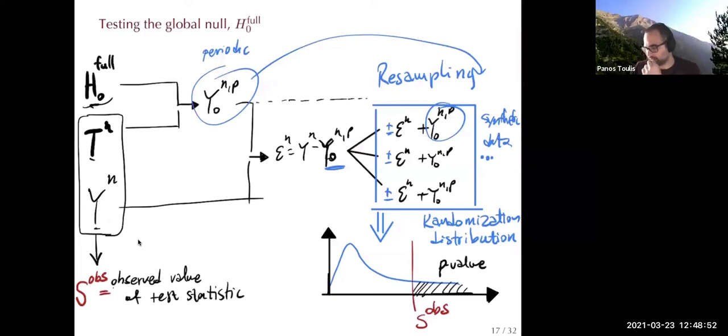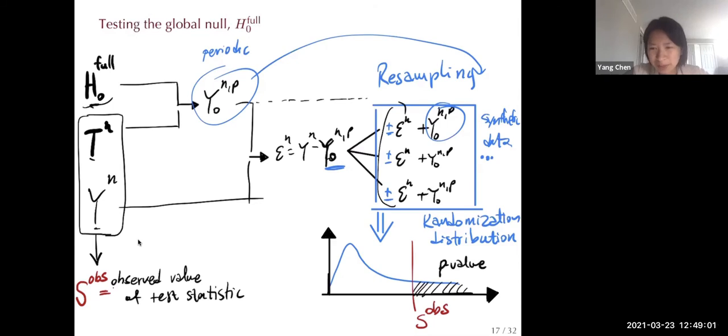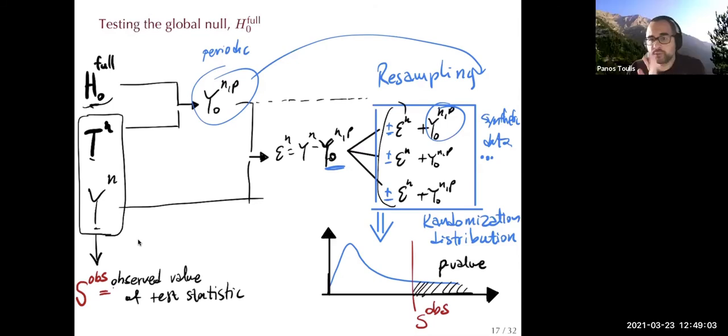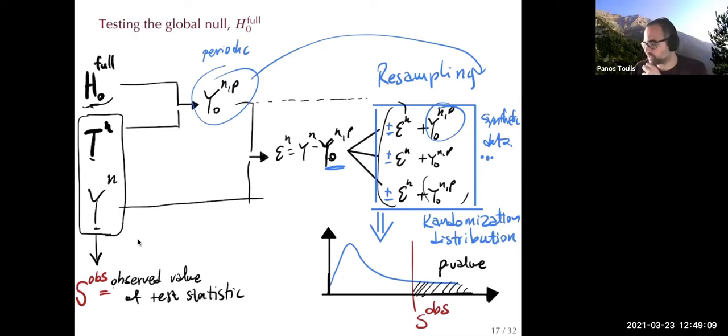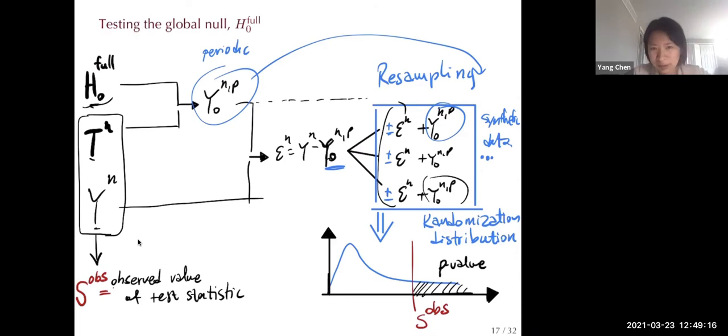Yeah, I don't understand the 2 layers. So the way I see it, there's one layer here where I take these errors. This is my only layer of randomization. I'm not doing any resampling of the y's. So the y is not changed at all. This y0 is fixed. I completely fixed it because under my null they're fixed, and their sequence is not changing either.